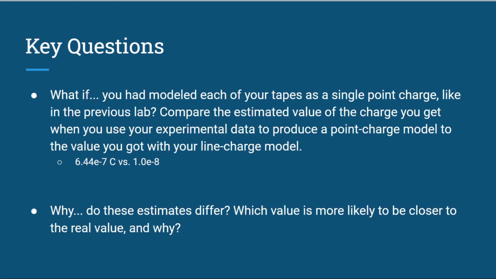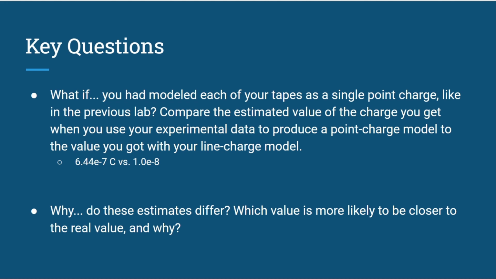To answer some key questions, what if we modeled each of the tapes as a single point charge, like in the previous lab? The two values displayed underneath that question represent the change in the net electric charge on the two tapes. The first number represents the charge before, where we modeled each tape as a point charge, whereas in the newer model, modeling each tape as a line charge provided a decrease in the magnitude of charge.